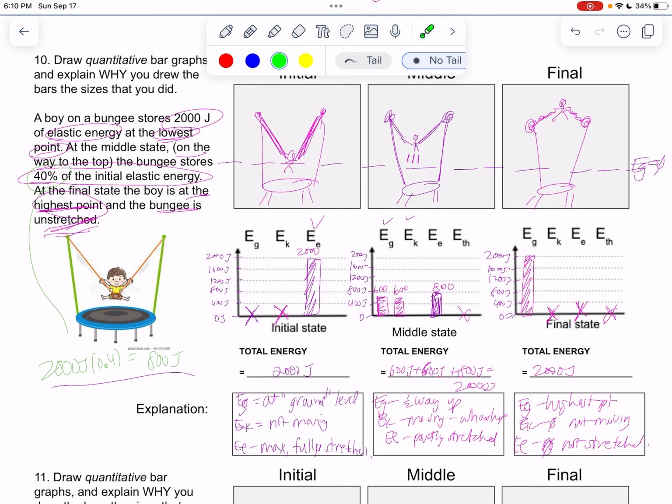Okay? Did I read the problem? I hope so. 2,000, 40%. I think I did. Okay? I labeled my... Oh, I should have put that on the checklist. Label the scales. Oh, well, that's okay. Hopefully you know that. Okay?